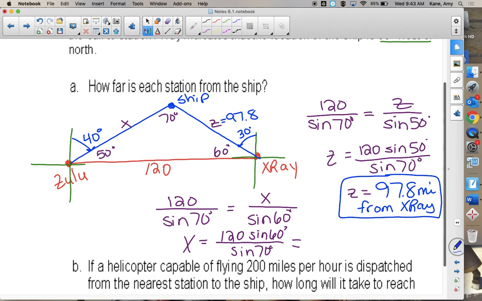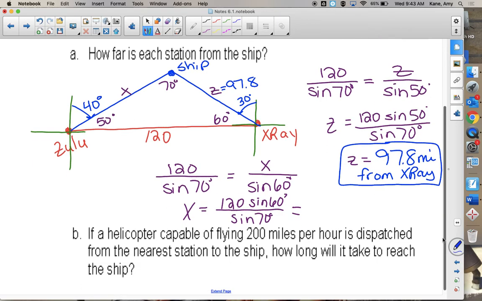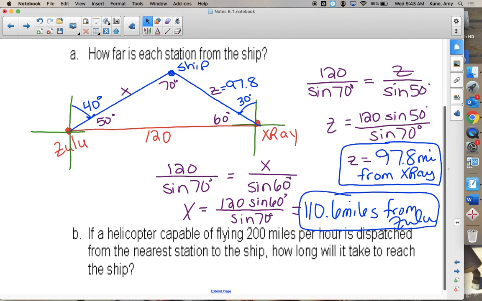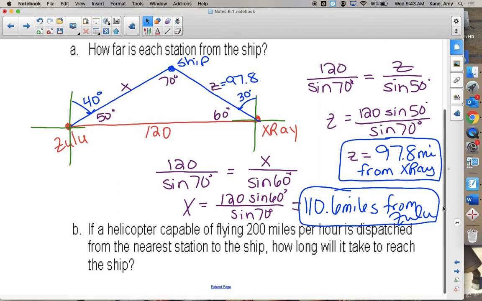How far is the other location? Carrie, do you have the other location? 110.6 miles. And that would be from Zulu. Questions on finding that distance? How far is each station from the ship? We've now stated how far the distances from each station would be. Just make sure that you're pulling the correct pieces of information.